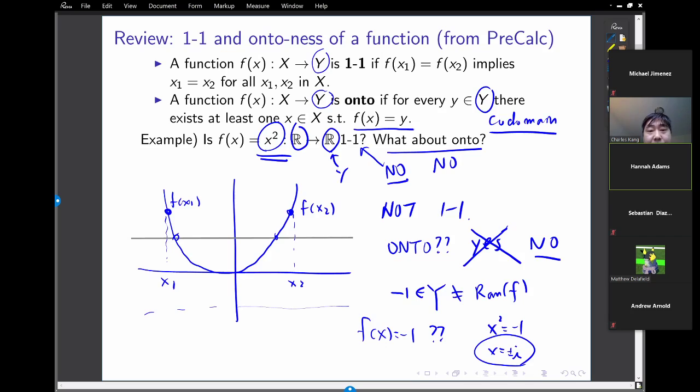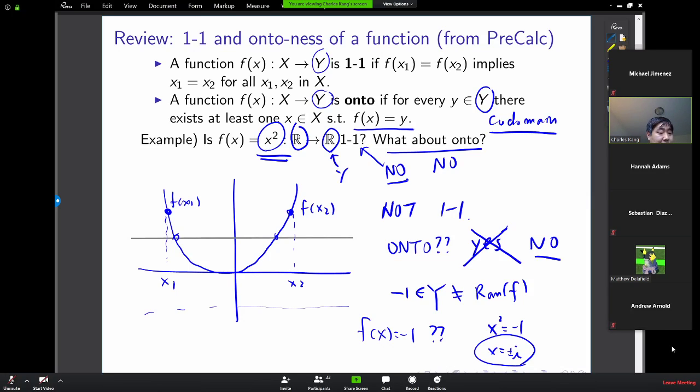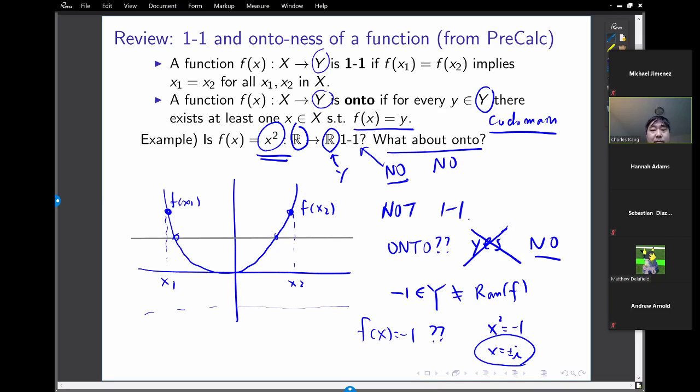I believe we discussed this in class this semester. Maybe not. Did we do this or did we not do this? I think so. I think your wife talked about it. Yeah, it was with your wife. She was the one who originally taught us onto and one-to-one. Oh yeah, of course. All right, so can we move on to the next slide?